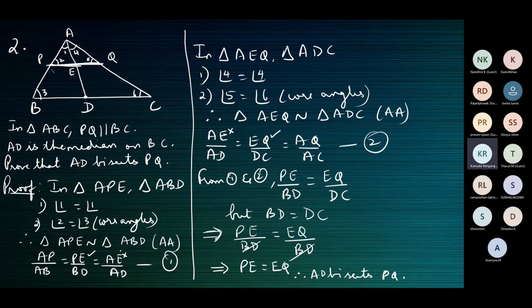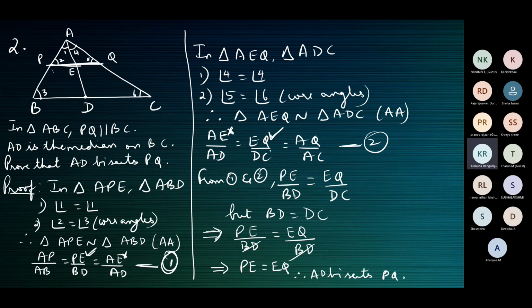So in 1 we have the ratio AE by AD. In 2, I've marked this as 1 and this one as 2. In both 1 and 2, we have a common ratio AE by AD. You can see here I've crossed it. AE by AD is common in 1 and 2, so that means all the ratios are equal to one another. So that means PE by BD is equal to EQ by DC.